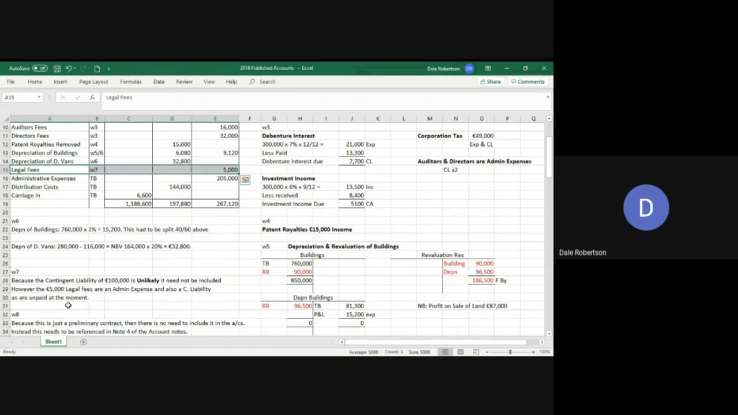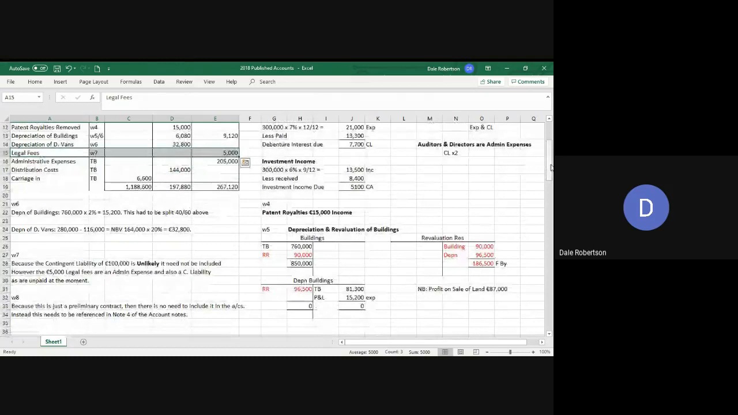And then paragraph 8 states that the company has entered into a preliminary contract with a construction company to build an extension at a cost of 400,000 and improve the current premises as well. Preliminary contract, nothing has happened yet, and no money has changed hands yet. So therefore, it does not need to be referenced in our accounts, but it does in the notes.